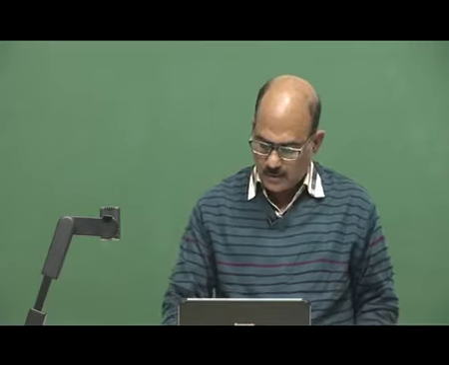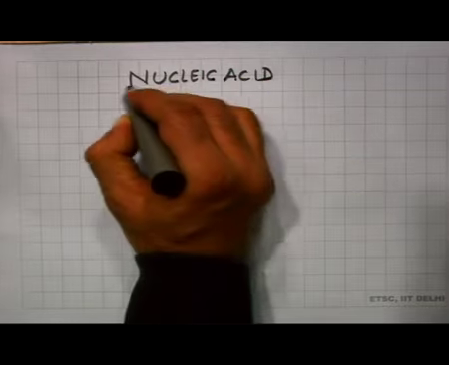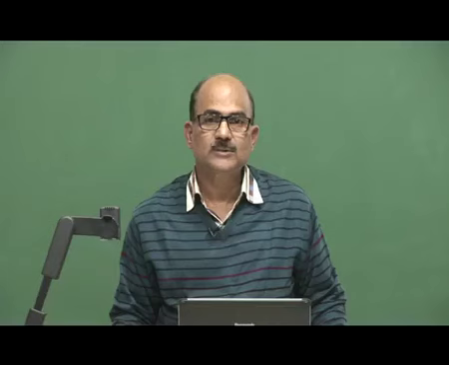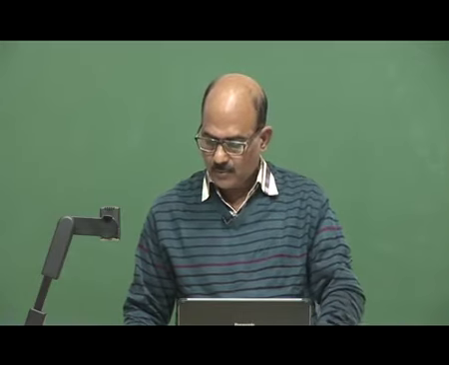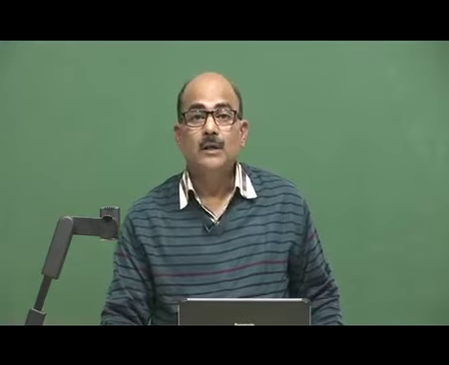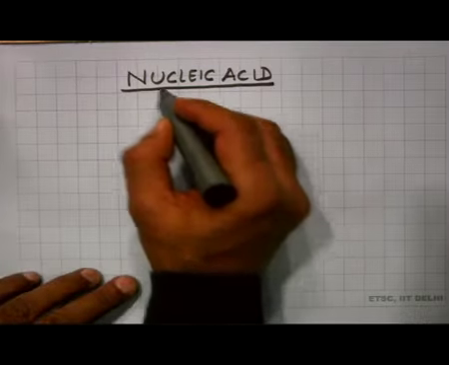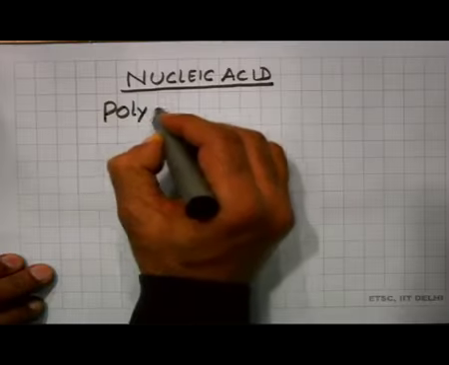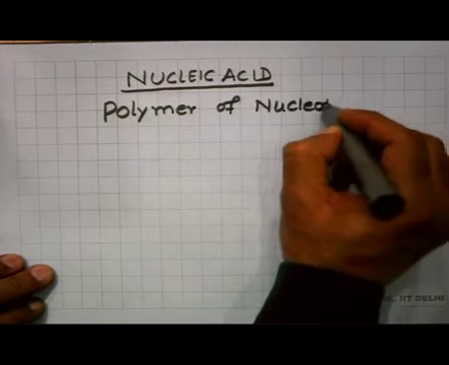Now, nucleic acid, as you know, is very, very important in the living system. It acts as a hereditary material that transfers the character from parent to offspring. As the term nucleic acid suggests, it is acid-like in character and present in the nucleus. We can define nucleic acid as a polymer of nucleotides.